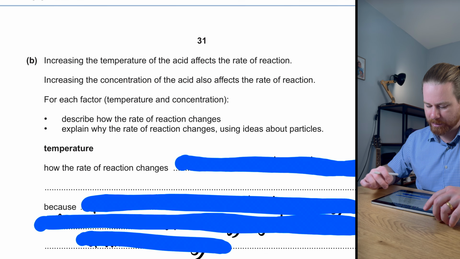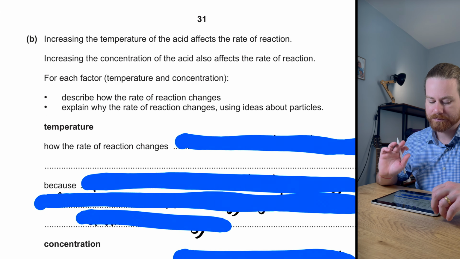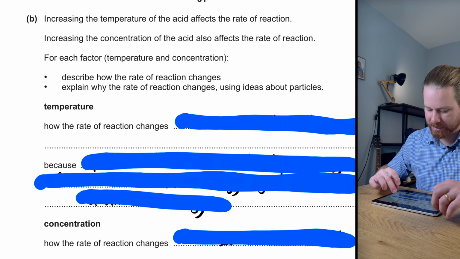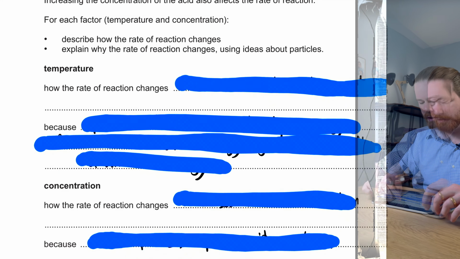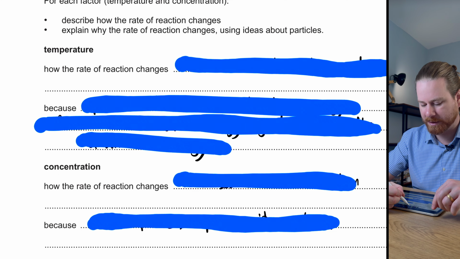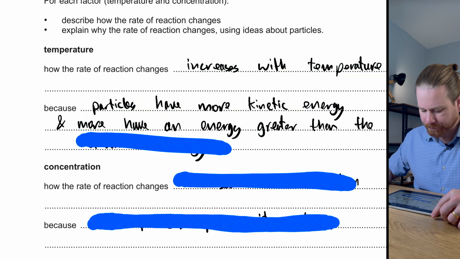Okay, so increasing the temperature of the acid affects the rate of reaction. Increasing the concentration of the acid also affects the rate of reaction. For each factor, temperature and concentration, describe how the rate of reaction changes and why the rate of reaction changes using the ideas about particles. Okay, so this does come up a lot, and the answers have to be very, very specific. So let's see what we've got written down first of all.